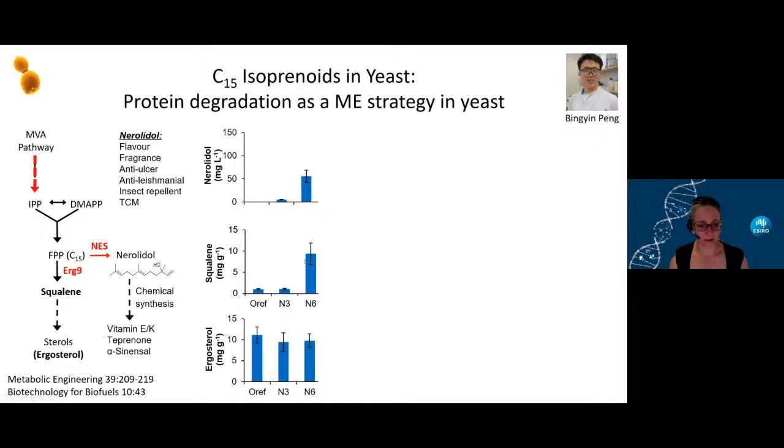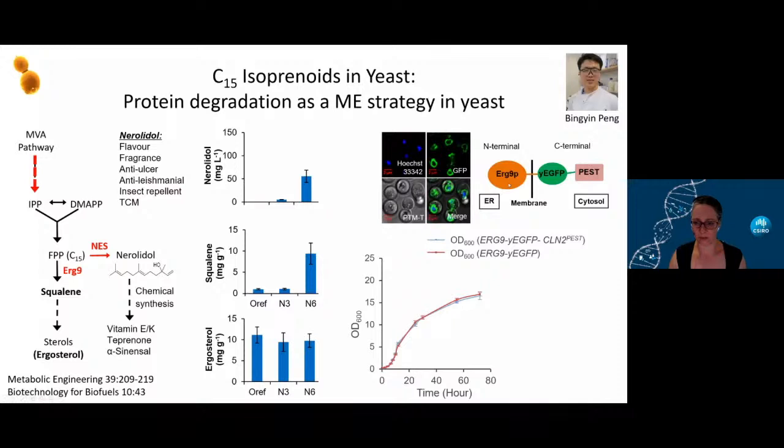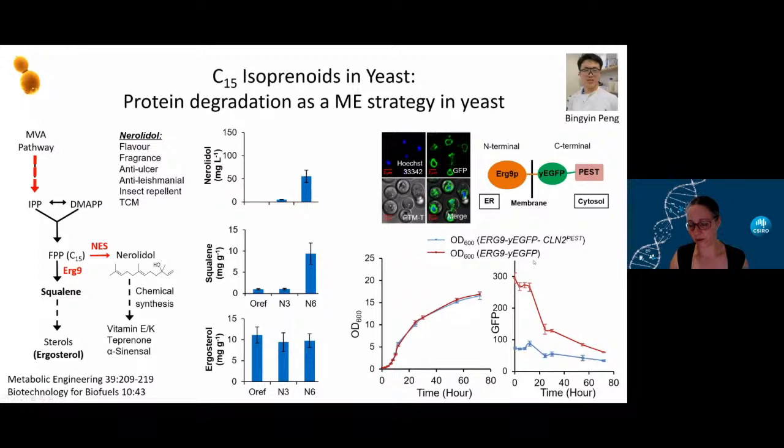He then looked at this ERG9 and did some localization analysis by tagging it with green fluorescent protein, and he determined that it was indeed an endoplasmic reticulum associated protein, which is what was predicted from a targeting sequence. He then attached a degradation signal known as a PEST signal, and he found that both the control and the PEST tagged strain grew at the same rate, but that the green fluorescent protein fluorescence, as a proxy for how much ERG9 there was in the cell, was much lower on average, even from the beginning of the fermentation, than the wild type.